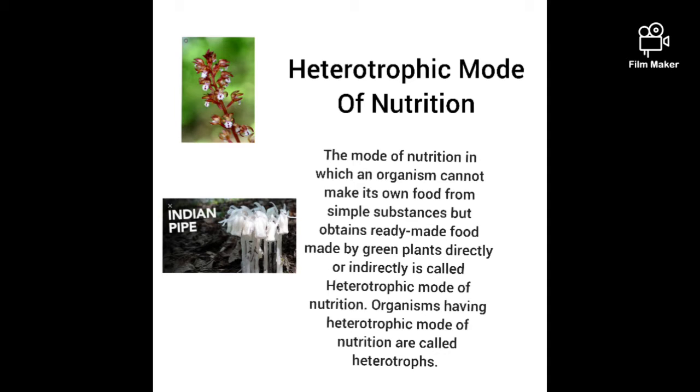Heterotrophic mode of nutrition. The mode of nutrition in which an organism cannot make its own food from simple substances but obtains ready-made food made by green plants directly or indirectly is called heterotrophic mode of nutrition. Organisms having heterotrophic mode of nutrition are called heterotrophs.